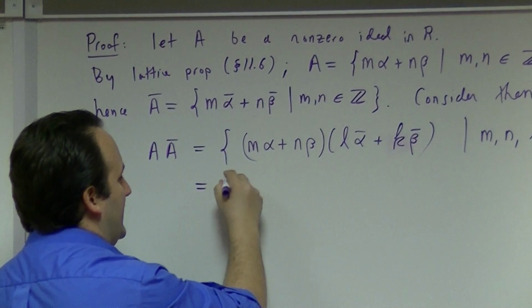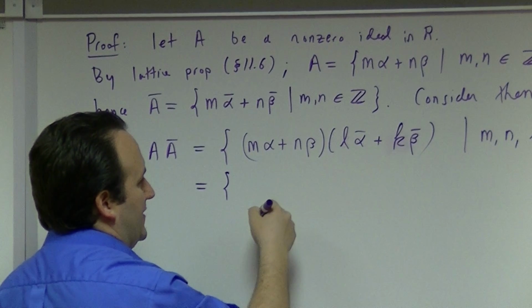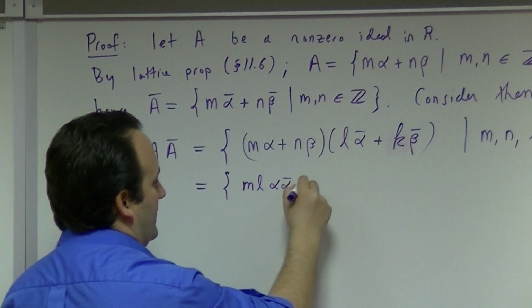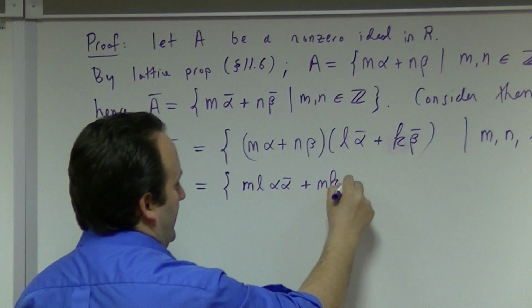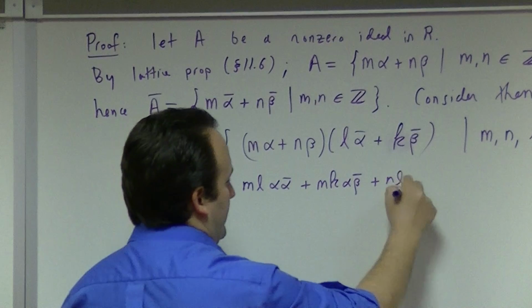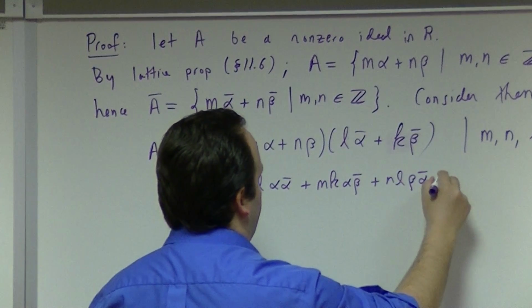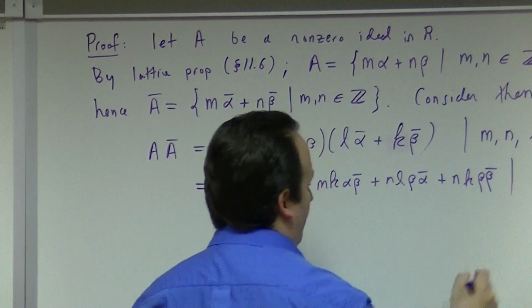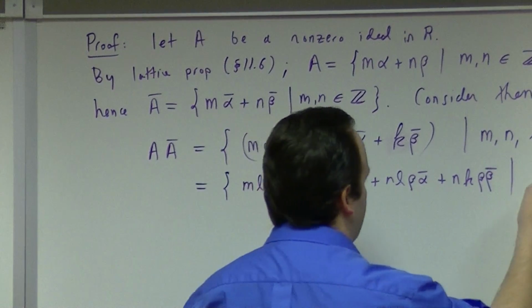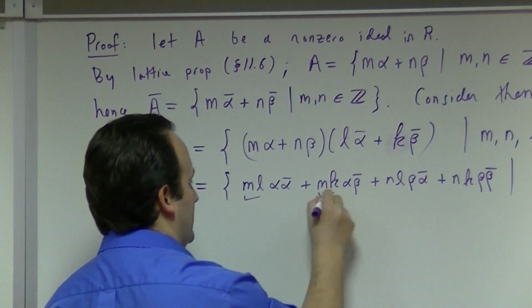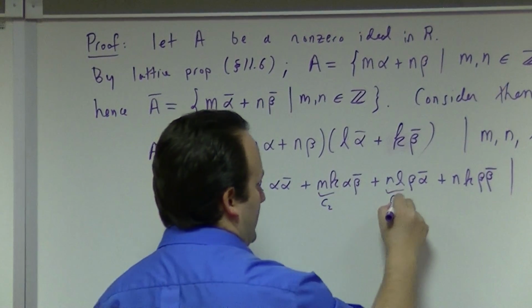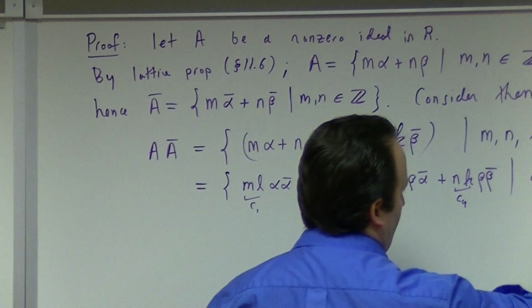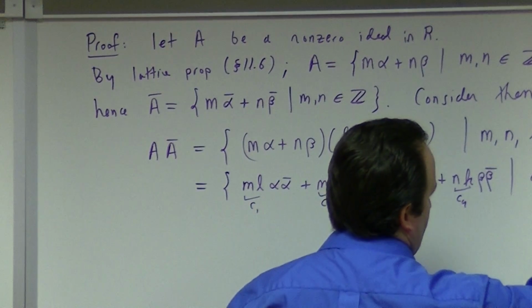When you multiply this out, what do you get? You get M, L, alpha alpha bar, plus M, K, alpha beta bar, plus N, L, beta alpha bar, plus N, K, beta beta bar. And so you could really just call these C1, C2, C3, and C4. What are they? They're just integers, right?